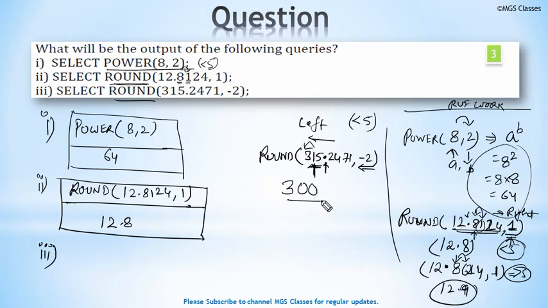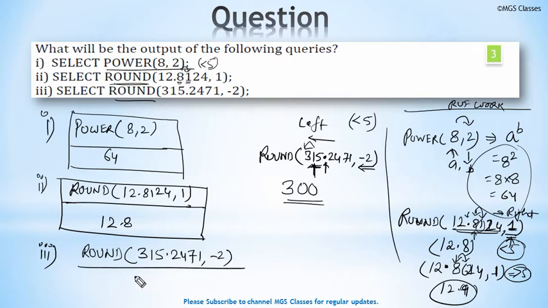The next number will not be rounded up, so its output will be 3, and these two places will become 0 0. A detailed video on how it works is already uploaded, so you can watch it in the playlist. And round, and then we will write 315.2471 comma minus 2, and it will give you 300 as output. Okay, so this way you can solve it.